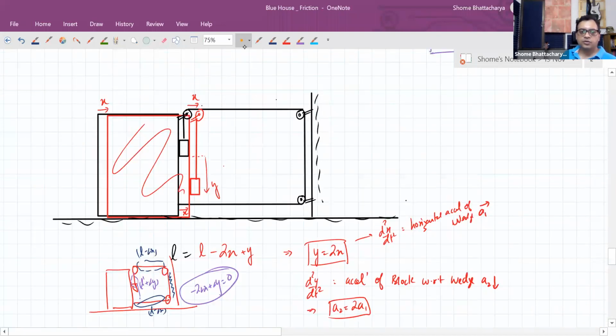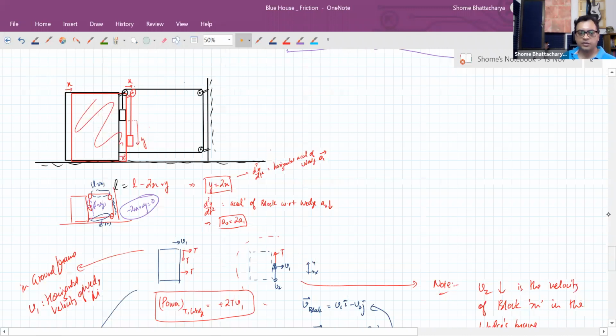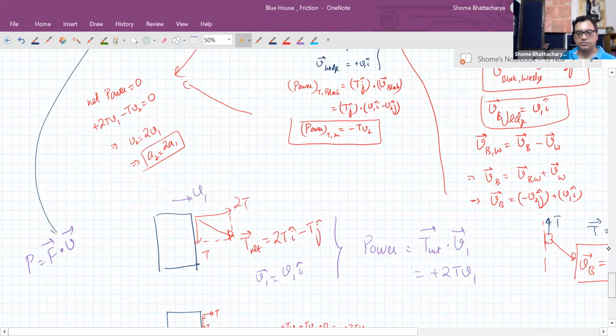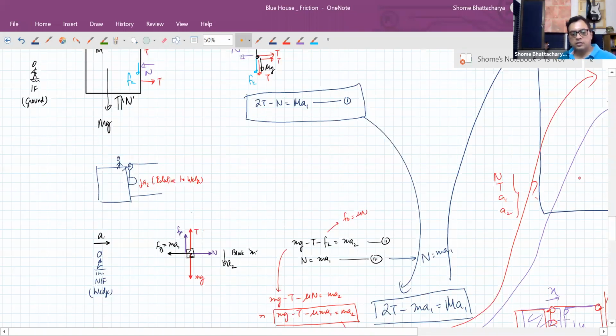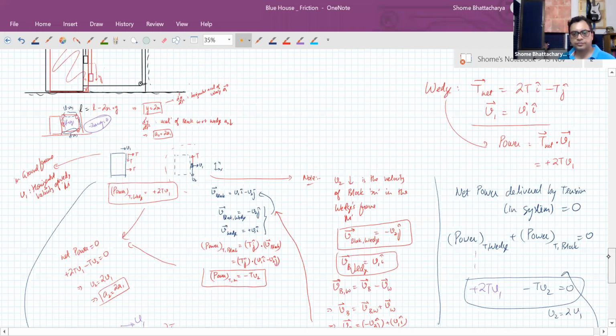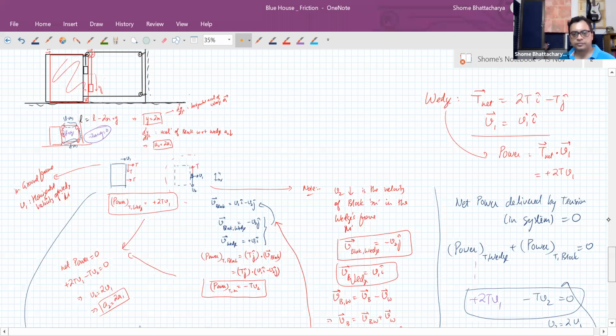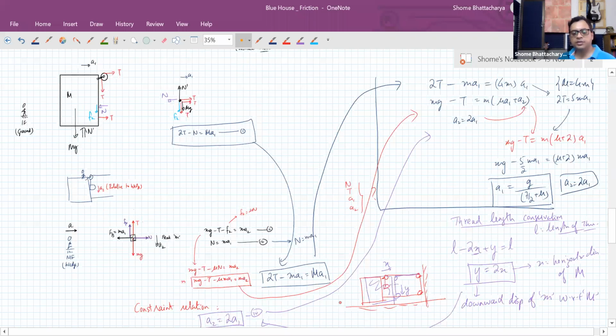Now let's once more go back to the equations. Since equation solving is also a big part of this. Yeah. So constraint relation, I just explained virtual power method also. But whatever the method of solving, this is your constraint relation. And equation 1, equation 2 and equation 3, they were coming from the free body diagrams. So now all we are doing is solving these equations here.